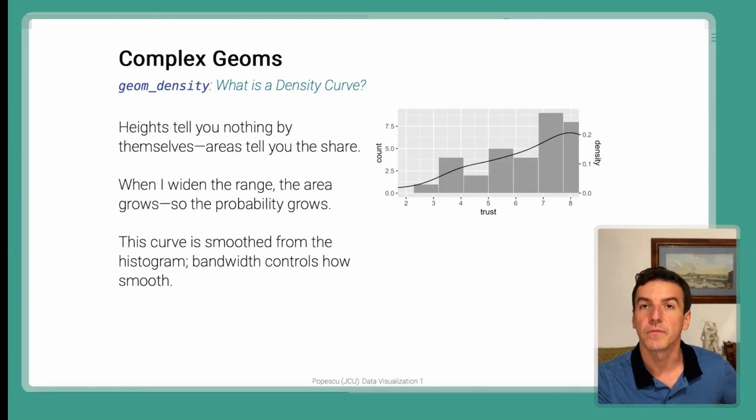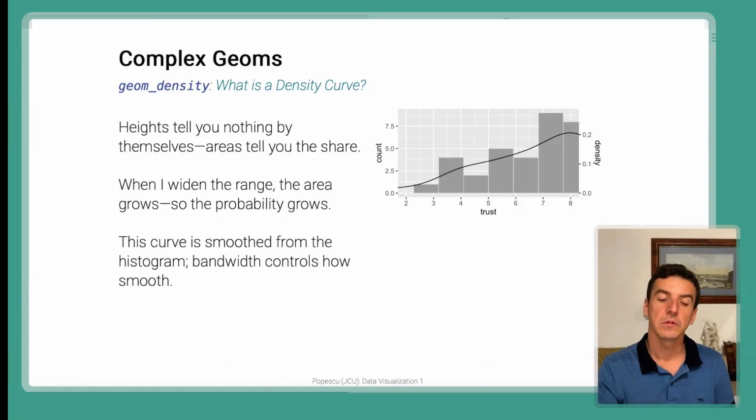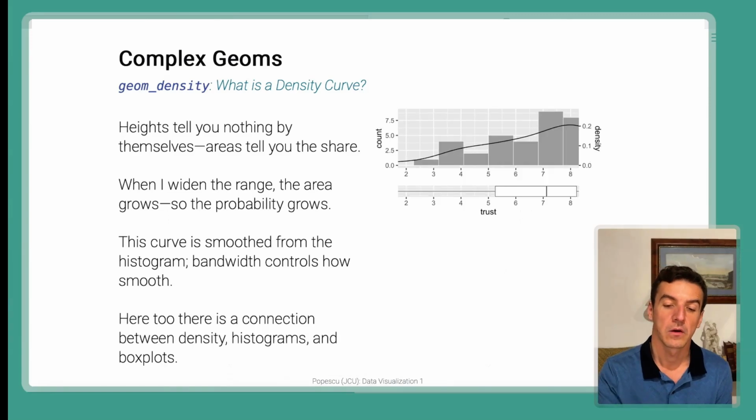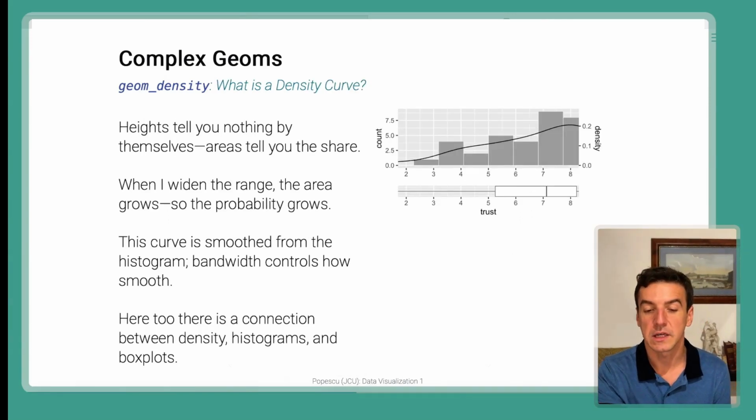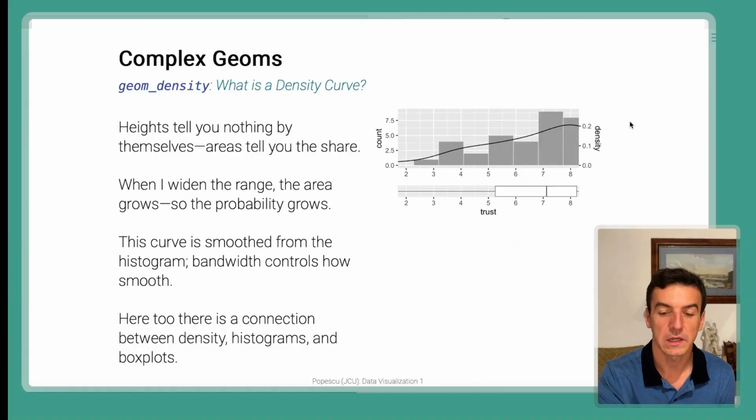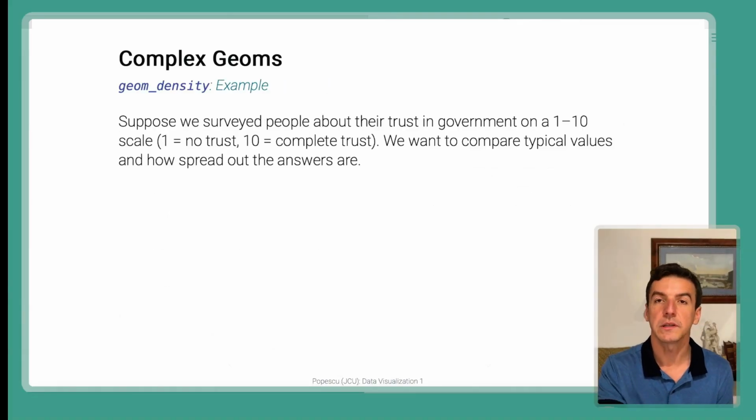So once again, the density function allows us to see a smoothed histogram, it's fundamentally a smoothed histogram. And here too, there is indeed a connection between density and box plots, as you can see on the right-hand side. Okay, so let us now display further how to interpret this geom density.